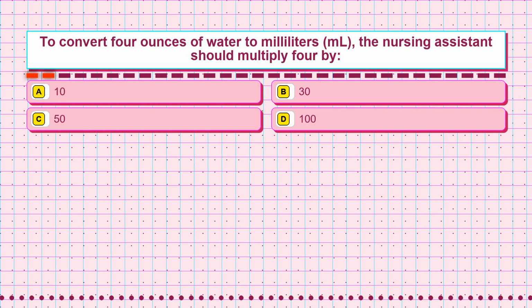Question 29. To convert 4 ounces of water to milliliters, ml, the nursing assistant should multiply 4 by: Option A, 10. Option B, 30. Option C, 50. Option D, 100.